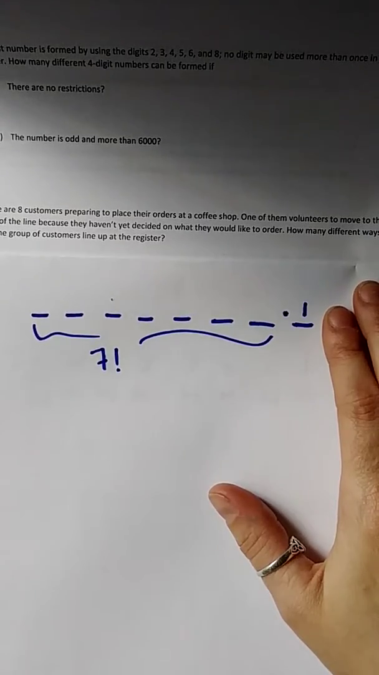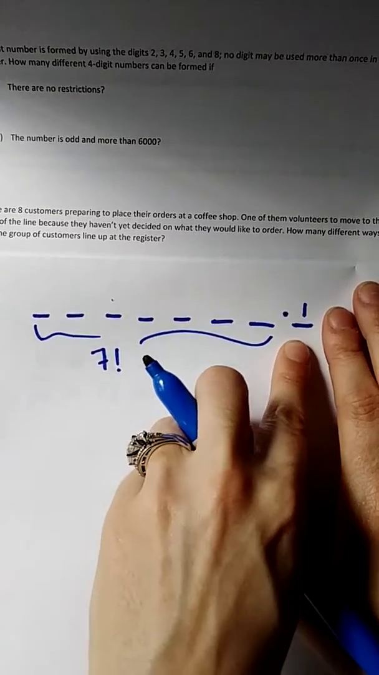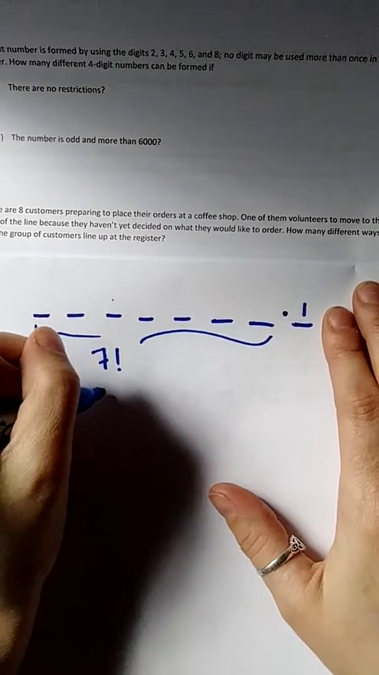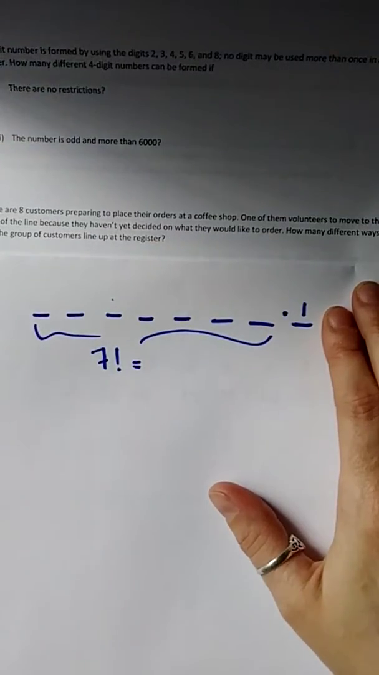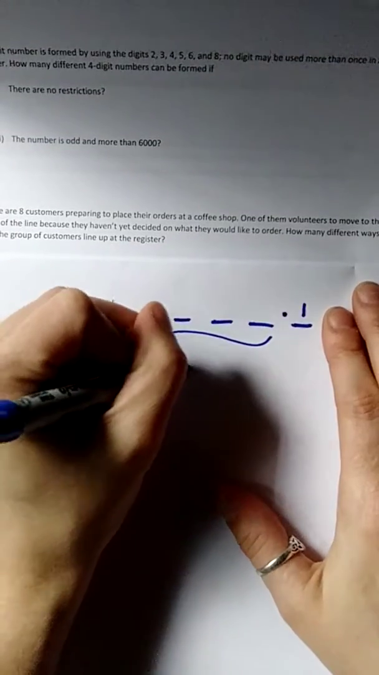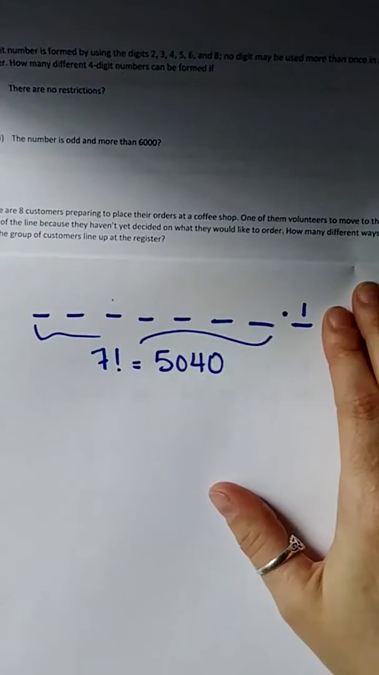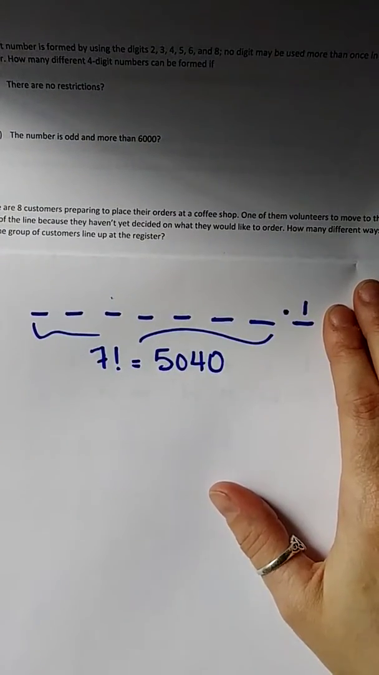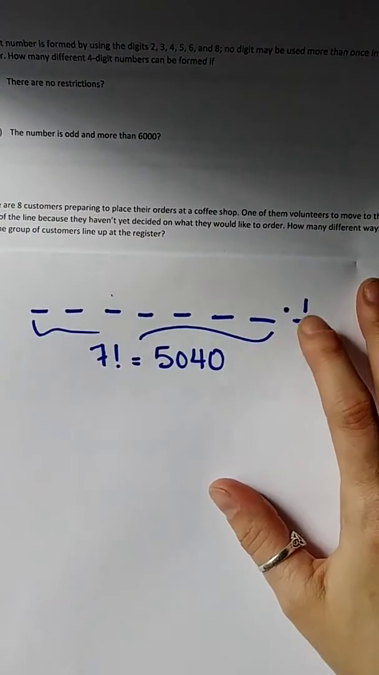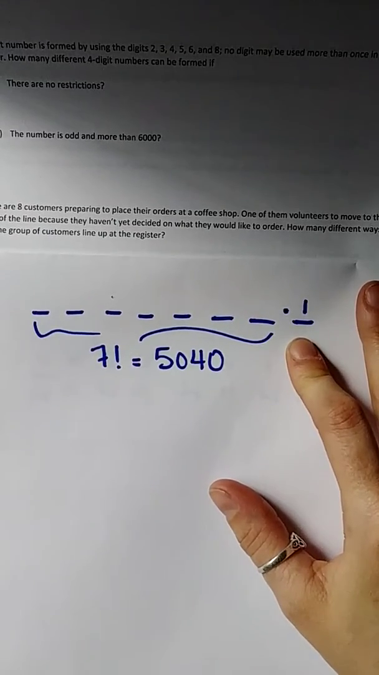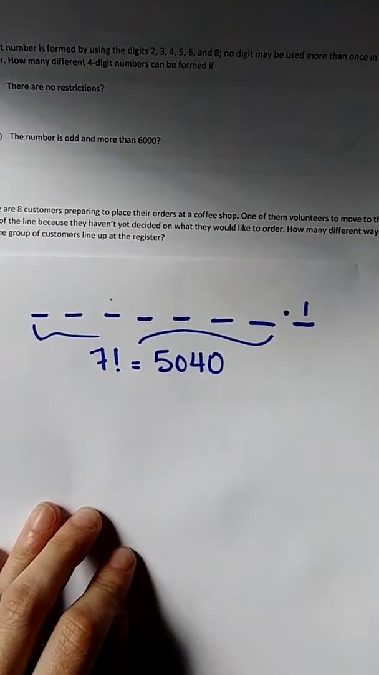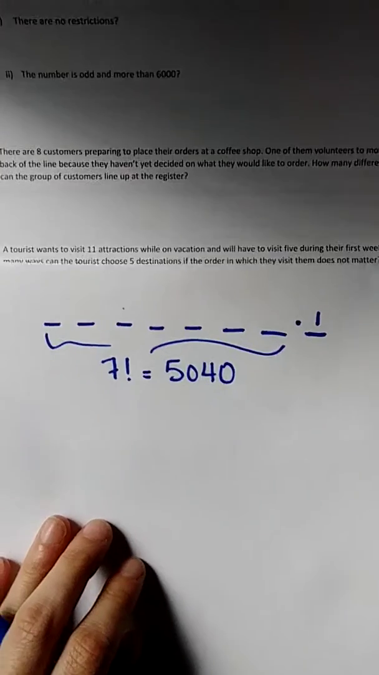So the total answer here is actually going to be 7 factorial times 1, which is just 7 factorial. So if I type 7 factorial into my calculator, I can see that my answer is 5,040 ways to arrange these 8 customers in line if the one person wants to stay at the back. We can go ahead and move on to question 5.